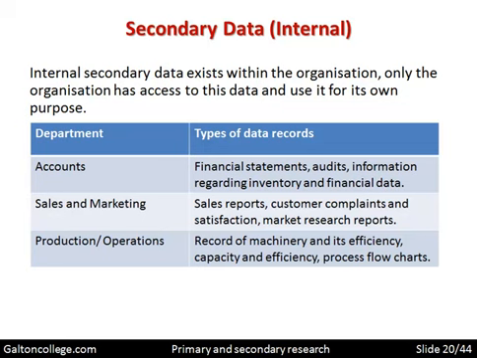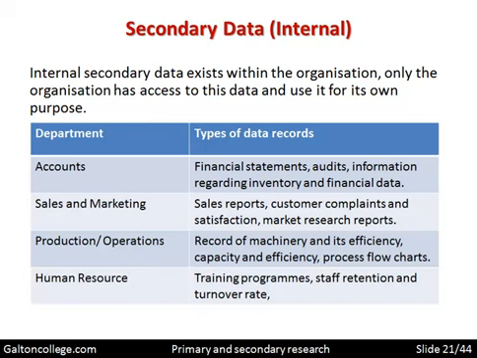Production and operations have a record of machinery and its capacity and efficiency, and process flow charts. Again, these are collected by the production department for their purposes, but they could be used for wider decision making within the business. It's secondary data and it's internal, so the senior management have access to that data and they can analyze it. Human resources have training programs and staff retention statistics and turnover rates and so on, and that could be analyzed as well.